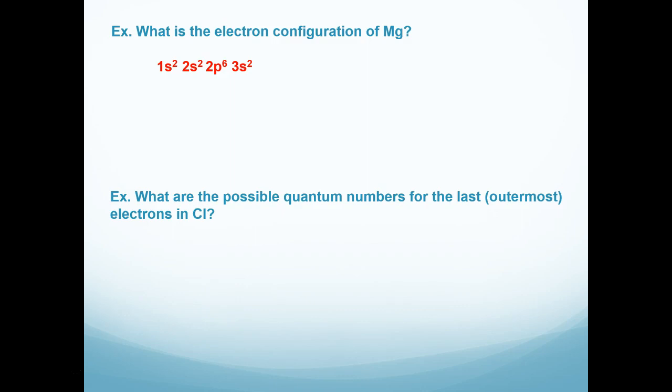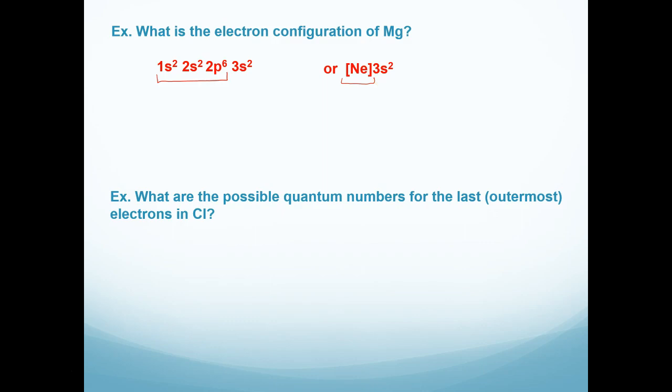Or if we want to write it in a shorthand way, we can go to the noble gas that's right above it on the periodic table. The last noble gas that comes before magnesium is neon. So this in brackets stands for everything before. All of this portion is covered in this. And then from there we just have 3s2. So just pay attention to whether it says shorthand configuration or the full electron configuration.